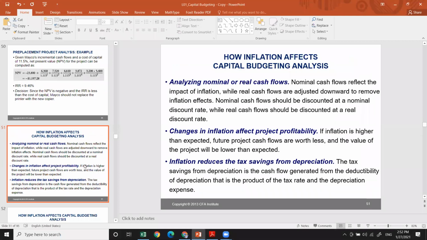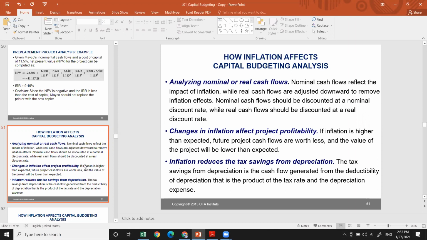And let's talk about how inflation affects the capital budgeting analysis. So analyzing the nominal and the real cash flows, nominal cash flow reflects the impact of inflation, while real cash flows are adjusted downward to remove the inflation effect. So nominal cash flows should be discounted at the nominal discount rate, while real cash flows should be discounted at the real discount rate. But in our class, we will not apply the inflation effect, but it should be, we're just not going to go through it.